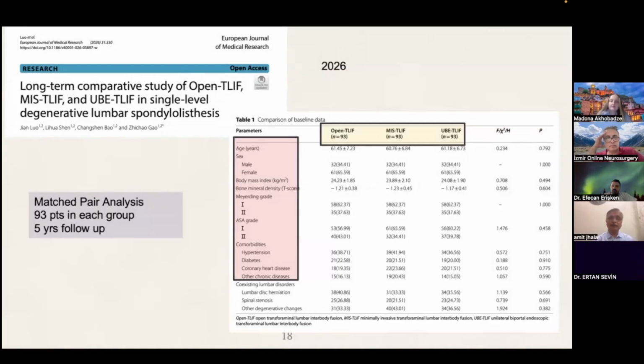So this was the latest article of 2026, which I am presenting. It has 93 patients in each group of open TLIF, MIS TLIF, and UB TLIF. It was a matched pair, with age, sex, body mass, and mineral density all matched.